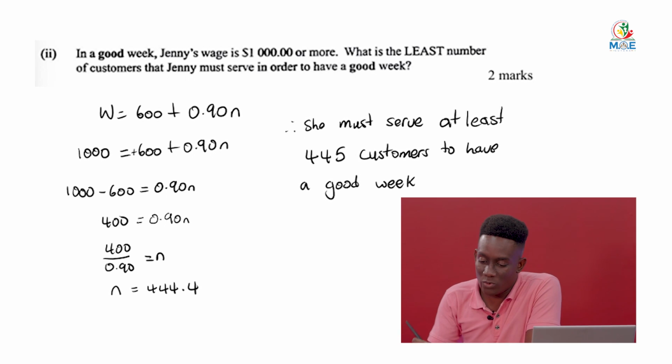So remember, if we round this off according to how it is, 444 would not give us the 1,000. She would end up with 900 and something. So they want the least number of customers that she must serve. So we must round it up, although it's a 0.4, because we cannot serve a 0.4 person. So she must serve at least 445 customers.